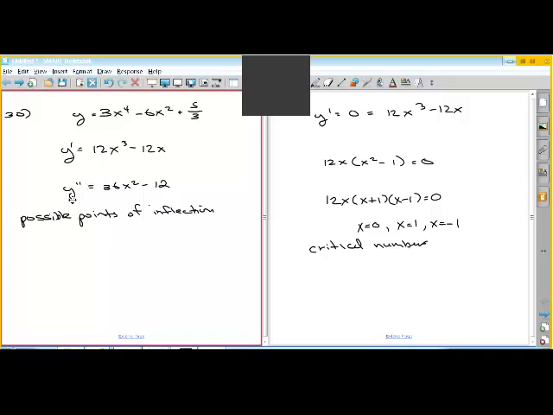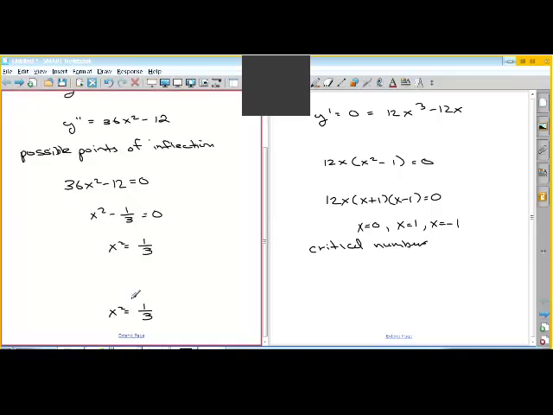And again, those occur when the second derivative equals 0 or the second derivative does not exist, which in this case, it always exists. So we're just going to look at the case where it equals 0. So you get 36x squared minus 12 is equal to 0. If we divide by 36, we'll get 1/3. 12 divided by 36 is the same as 1/3.